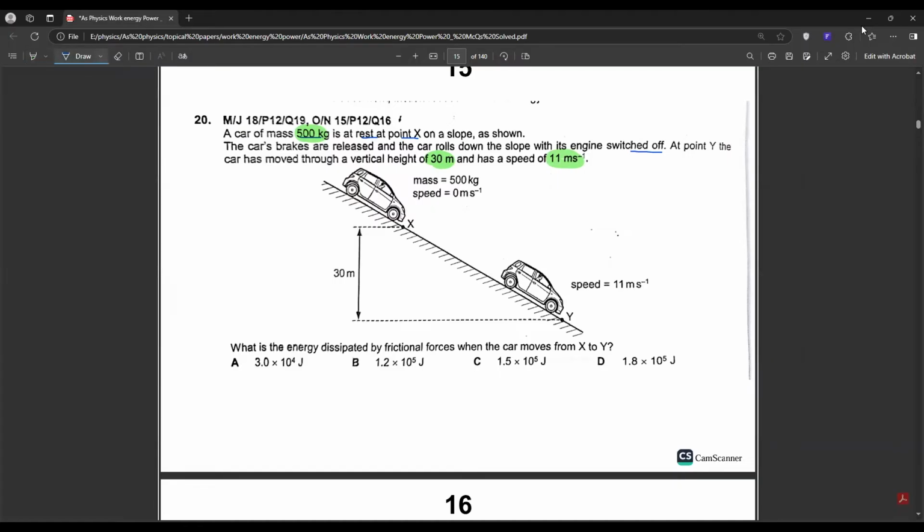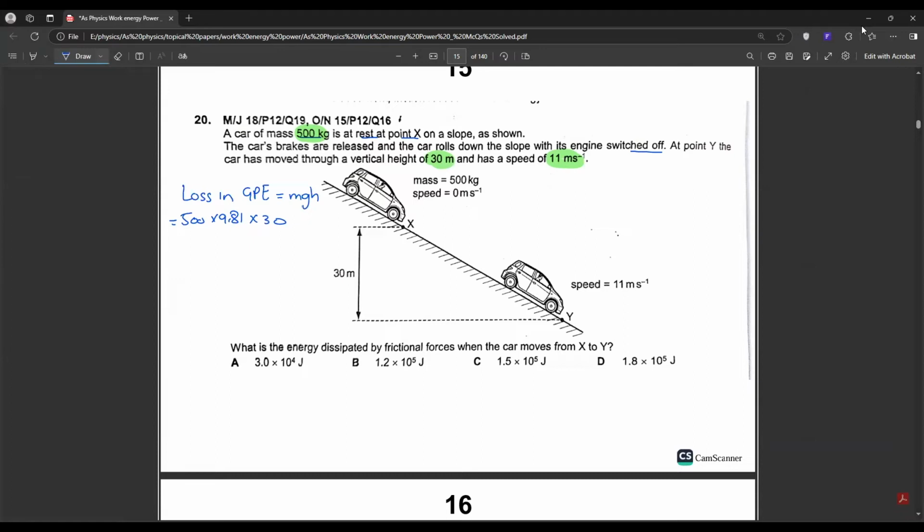So from X to Y, what is the loss in gravitational potential energy? Pretty easy. mgh. What is the mass of the car? 500. What is g? 9.81. What is the loss in height? That is 30, I guess.